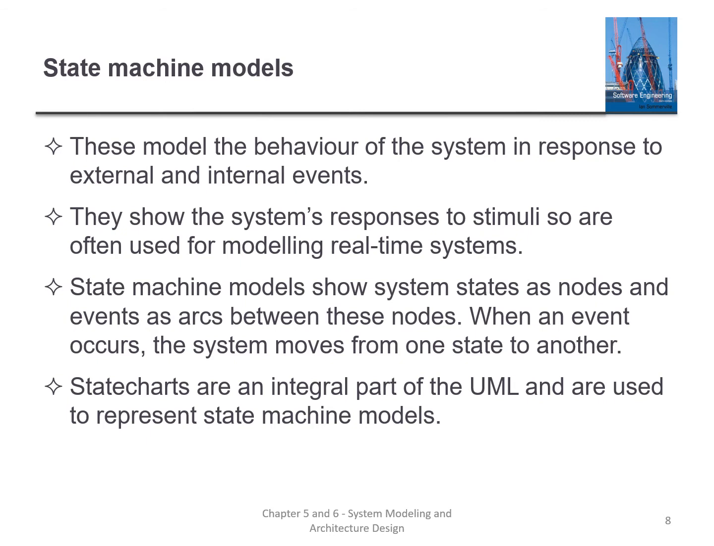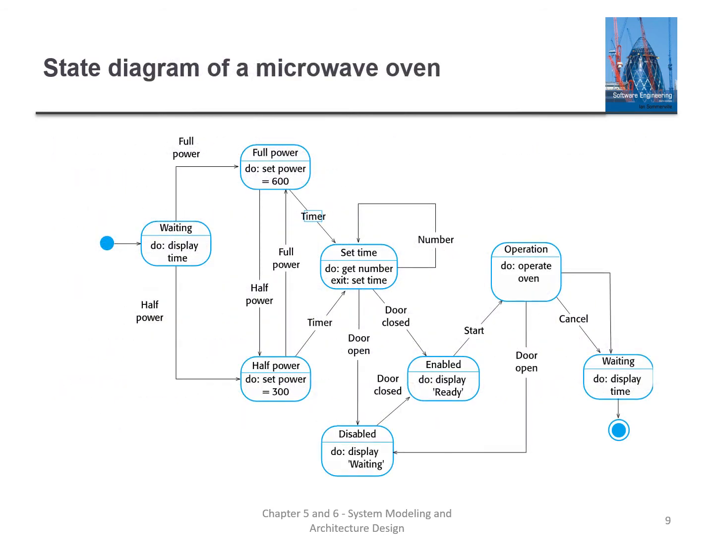Normally it is used to represent real-time systems. The notation is slightly different, whereby it has nodes and events. In a diagram like this, this is the start and this is the end, and this is showing different states, and the arrow is showing the event. For example, this is a state diagram for a microwave oven. Basically it's showing the behavior of the microwave.